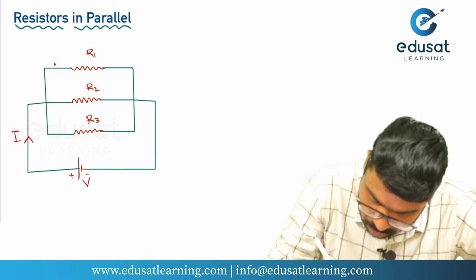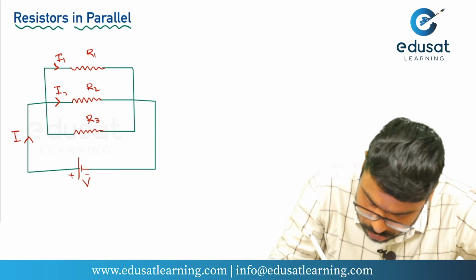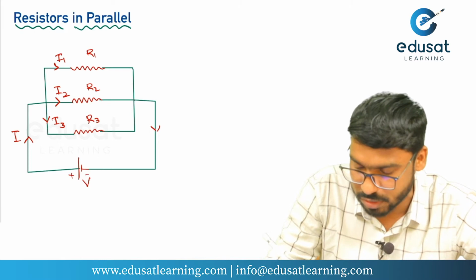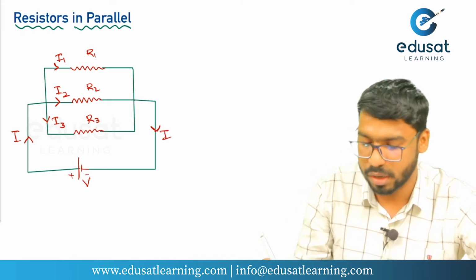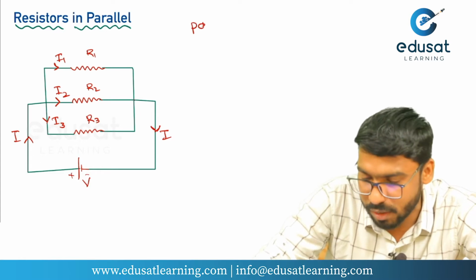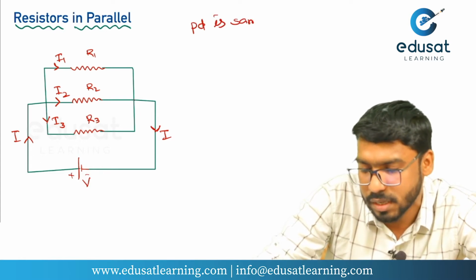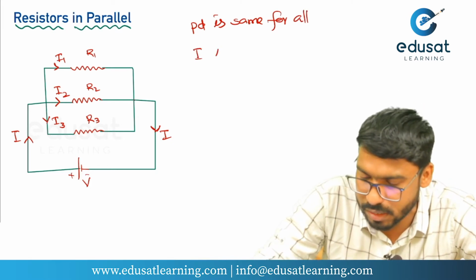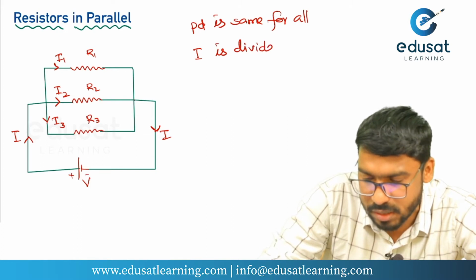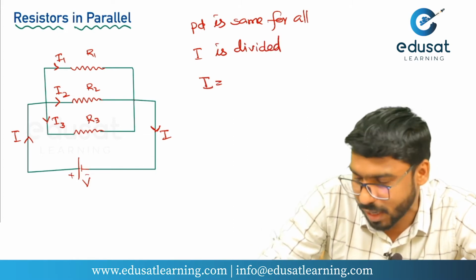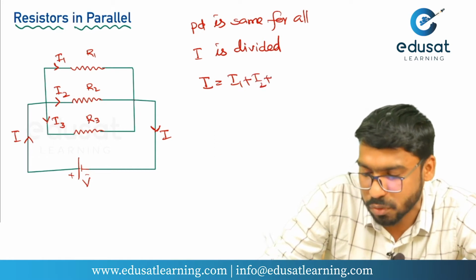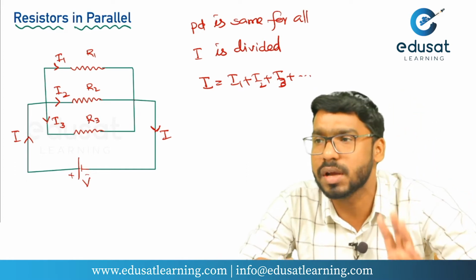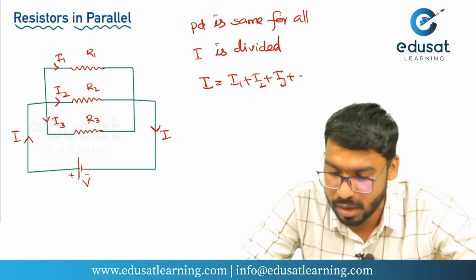That current splits into 3 pieces, I1, I2, I3. Current I splits into 3 pieces and they combine at this junction as I. So we know that the potential difference is the same for all in parallel connection, and current I is divided. I equals I1 plus I2 plus I3 plus etc. All currents should be added.